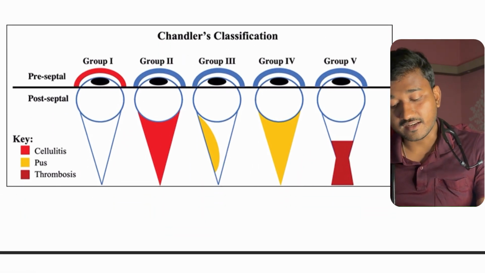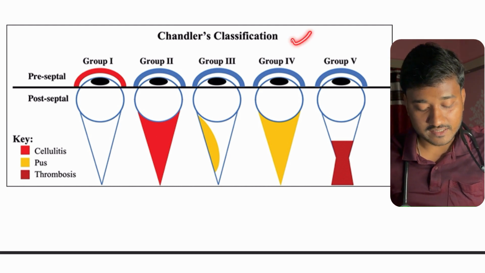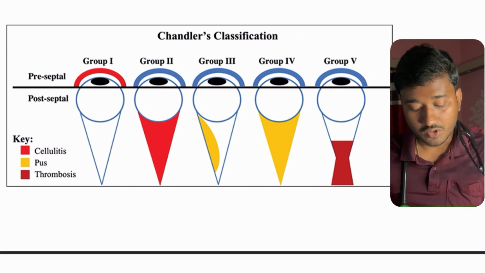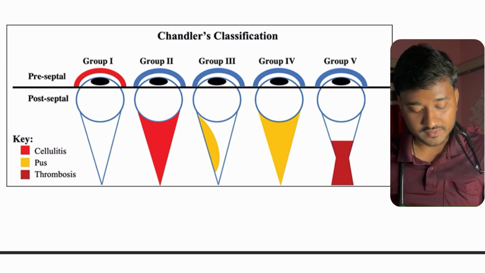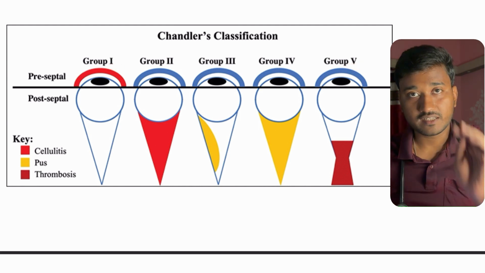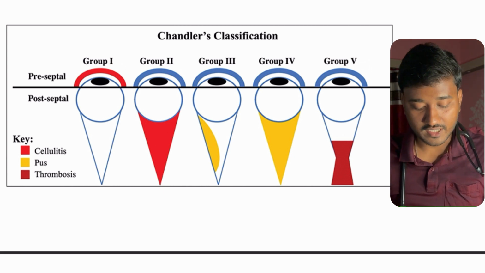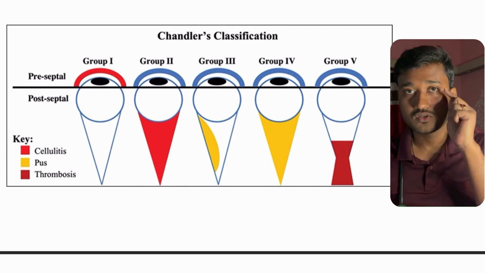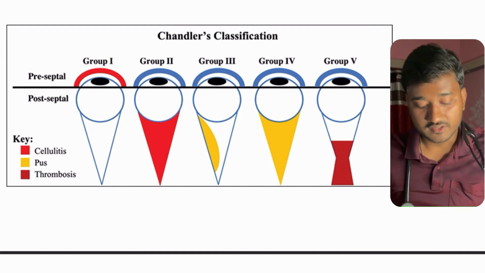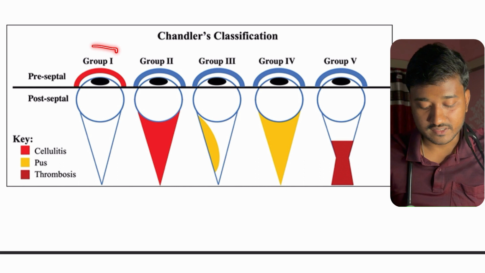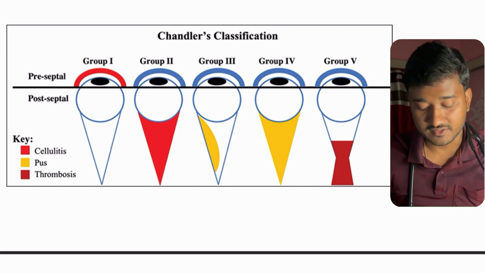So we have a classification for this. We call it the Chandler classification. The Chandler classification consists of group 1 to group 5. Group 1 means there is preseptal infection. Preseptal means your eyelid. When there is inflammation of the eyelid that you can see from outside, this is called your group 1 of the Chandler classification.